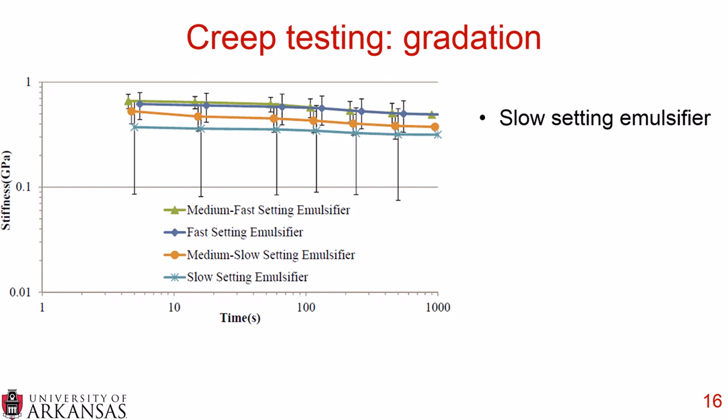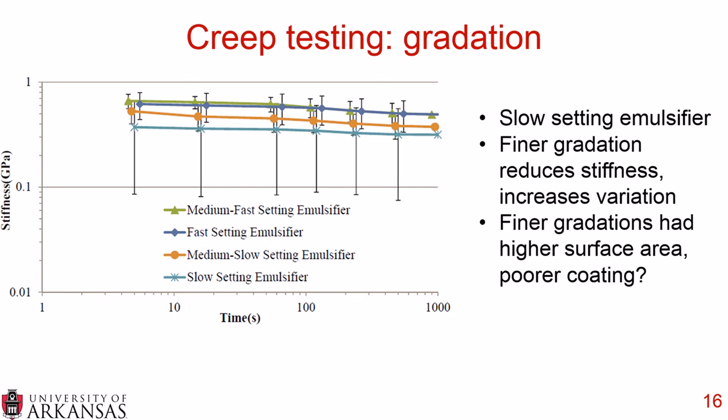And finally, looking at gradation, you can see here that the finer gradation reduces stiffness and it increases the variability. And also the finer gradations had a higher surface area. We thought this could potentially be because of poor coating.